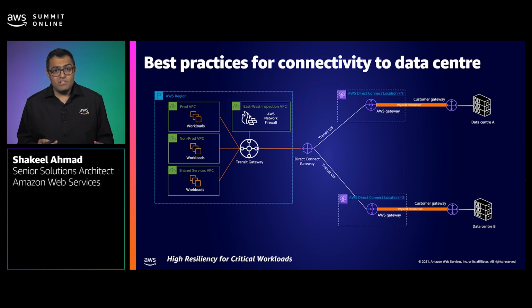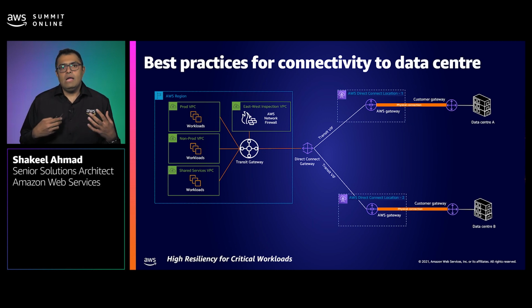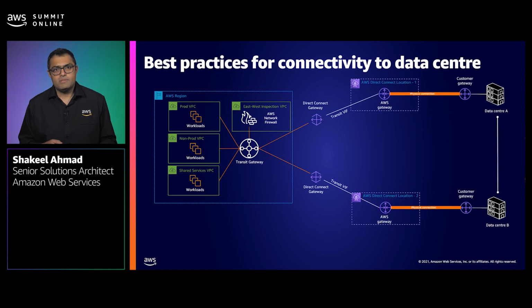If you have 2 data centers and multiple devices, ensure that you have physical links to 2 different Direct Connect locations. For example, you can have one connection to Direct Connect location in Melbourne, while other connection can be connected in Sydney, or perhaps one in Perth and one in Sydney as well, right? This will actually allow you to achieve high resiliency for your critical workloads.